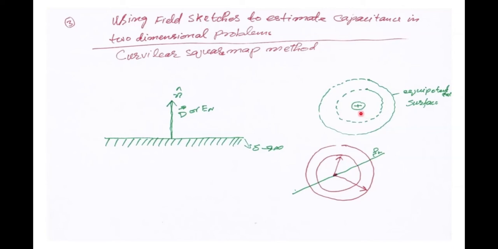For example, in this case, we draw two equipotential surfaces around the point charge. Similarly, if we have a line charge, then the line charge produces equipotential surfaces in the form of cylinders.